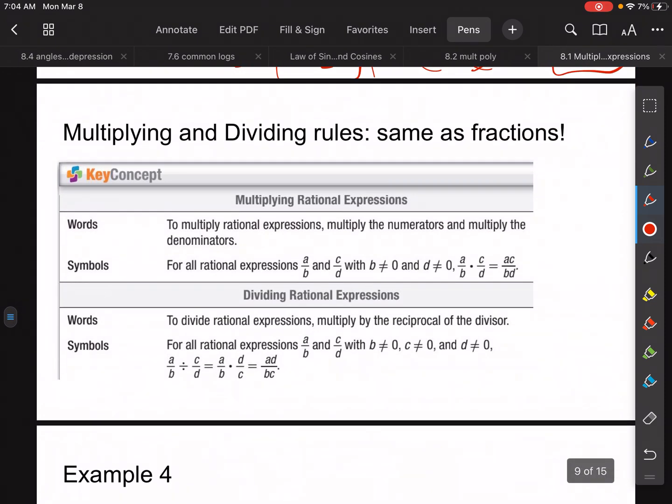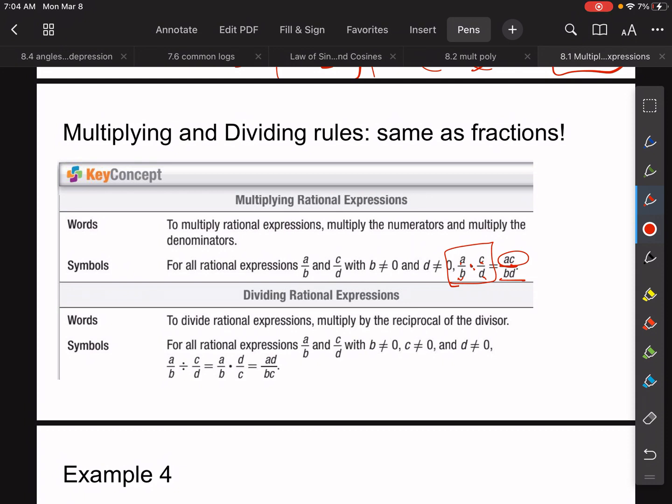Now, when we're multiplying and dividing, the rules are the same as when we have fractions. Okay, so they're the exact same. And that is, we're just going to multiply straight across. So if you have a simple fraction, like a over b times c over d, this is just a times c over b times d. Right? So that's all we're going to do.